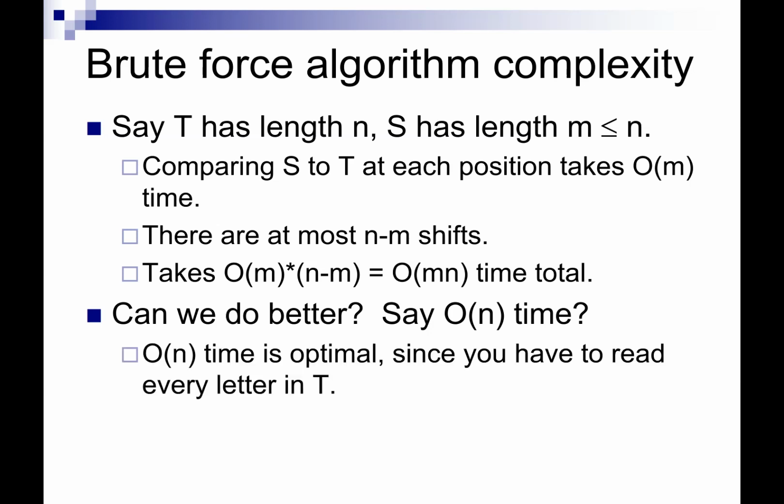Now notice that order n is actually optimal. If we don't know anything about T and S, then at the very least, we're going to have to look through all of T. In order to find whether S is part of T, we have to, at the very least, look through all of T. And that's going to take order n time. So if we don't know anything about S and T, then order n time is actually optimal.